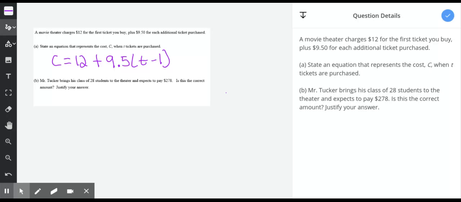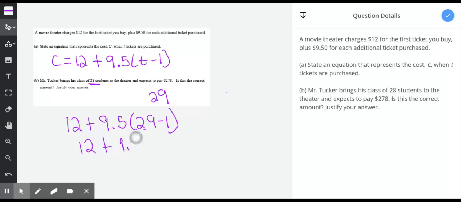So Mr. Tucker brings his class of 28 students to the theater and expects to pay $278. Is this the correct amount? So if he's bringing 28 students, plus he's got to buy a ticket, that's really 29. So it would be 12 plus 9.5 times 29 minus 1. So that's 12 plus 9.5 times 28, which is $278. So yes, he is correct.